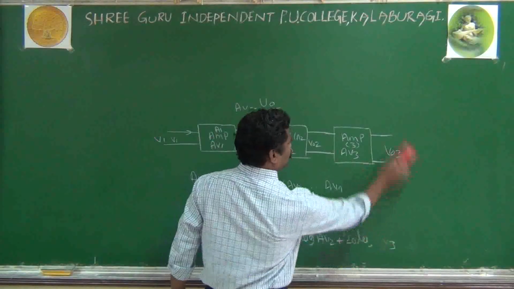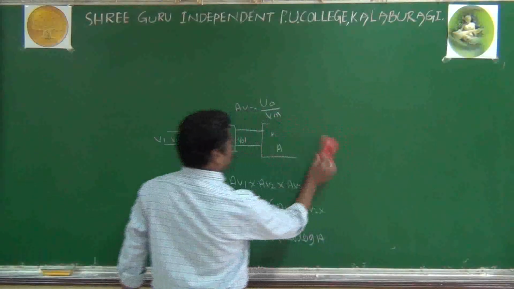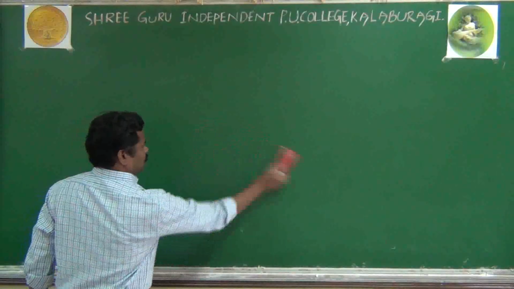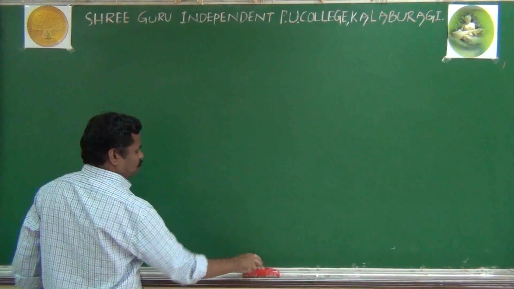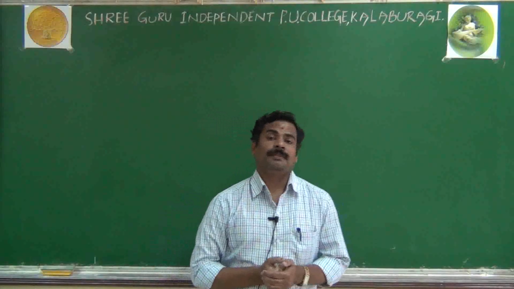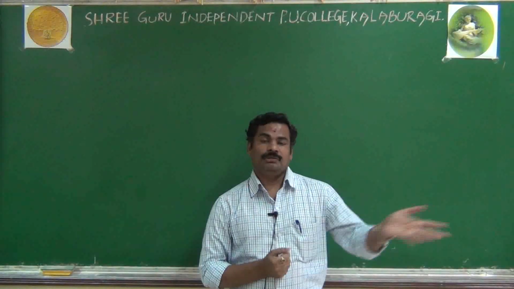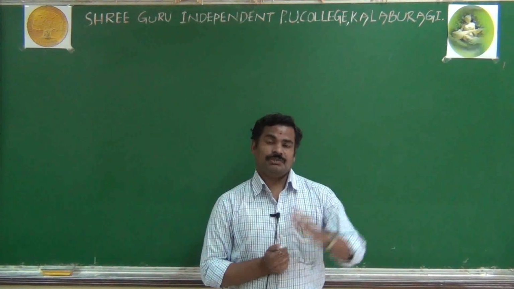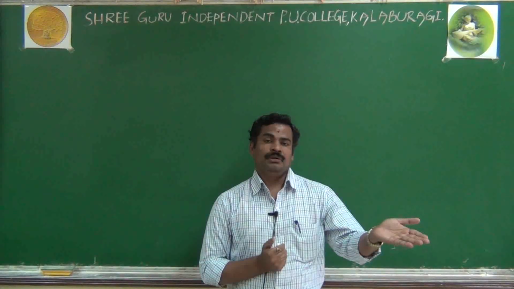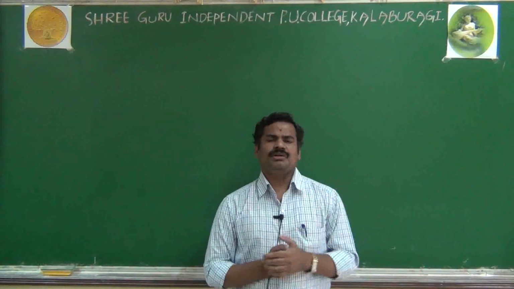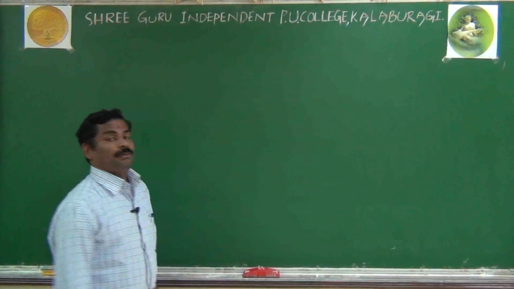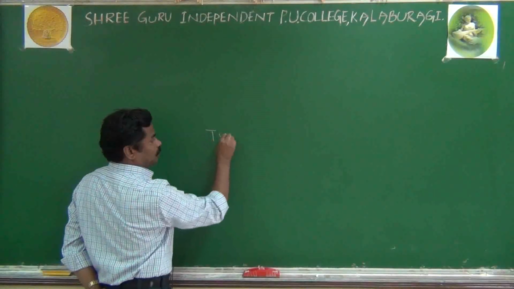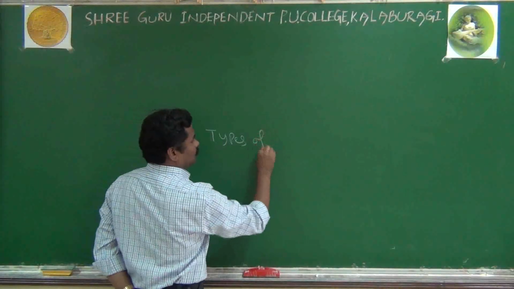Now we go for another important thing. You have already studied different types of amplifiers. You have completed single stage amplifiers, which may be common base, common emitter, or common collector. You have also completed power amplifiers, class A, class B, and so on. Now we'll go for another type of amplifier: depending upon coupling, types of coupling.